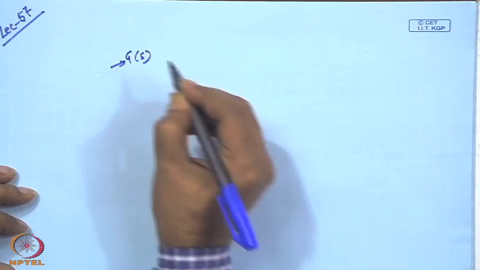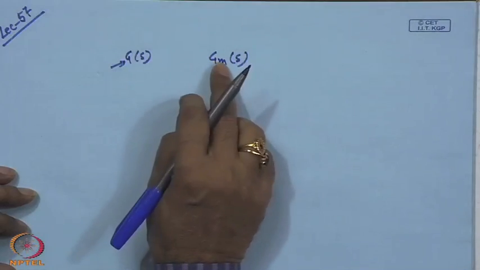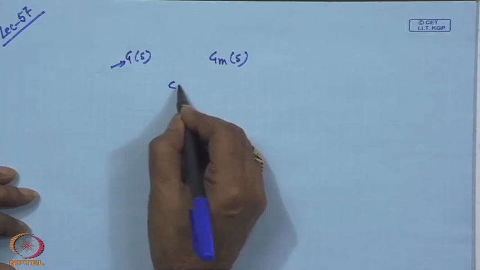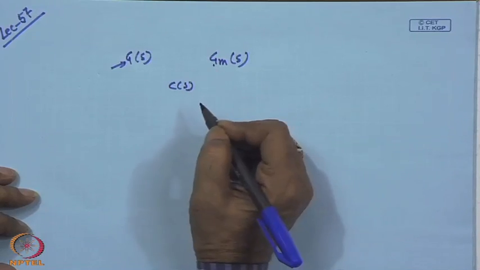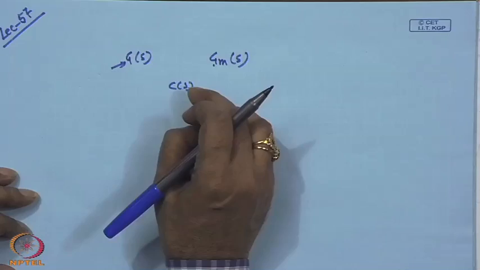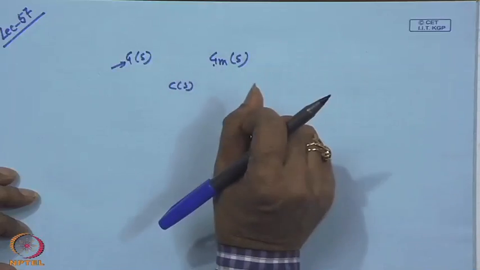So, last class we discussed that if you have an actual plant transfer function G(s) and the plant model G_M(s), and there is a discrepancy between the actual plant and the plant model, and the controller is designed based on this plant model. Now, our question is whether the controller designed based on the plant model will be able to stabilize the actual plant, with the discrepancy compensated by a perturbation model.